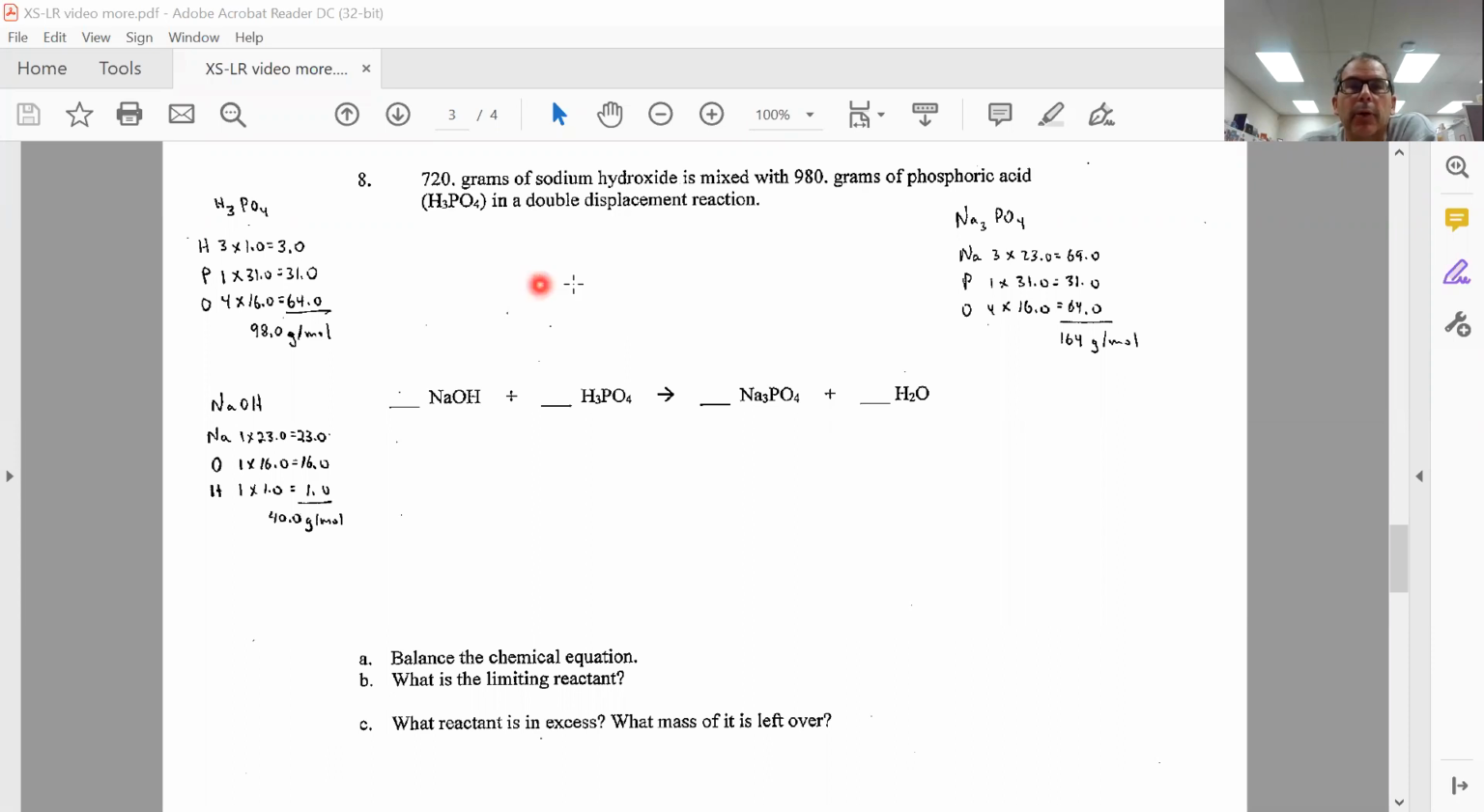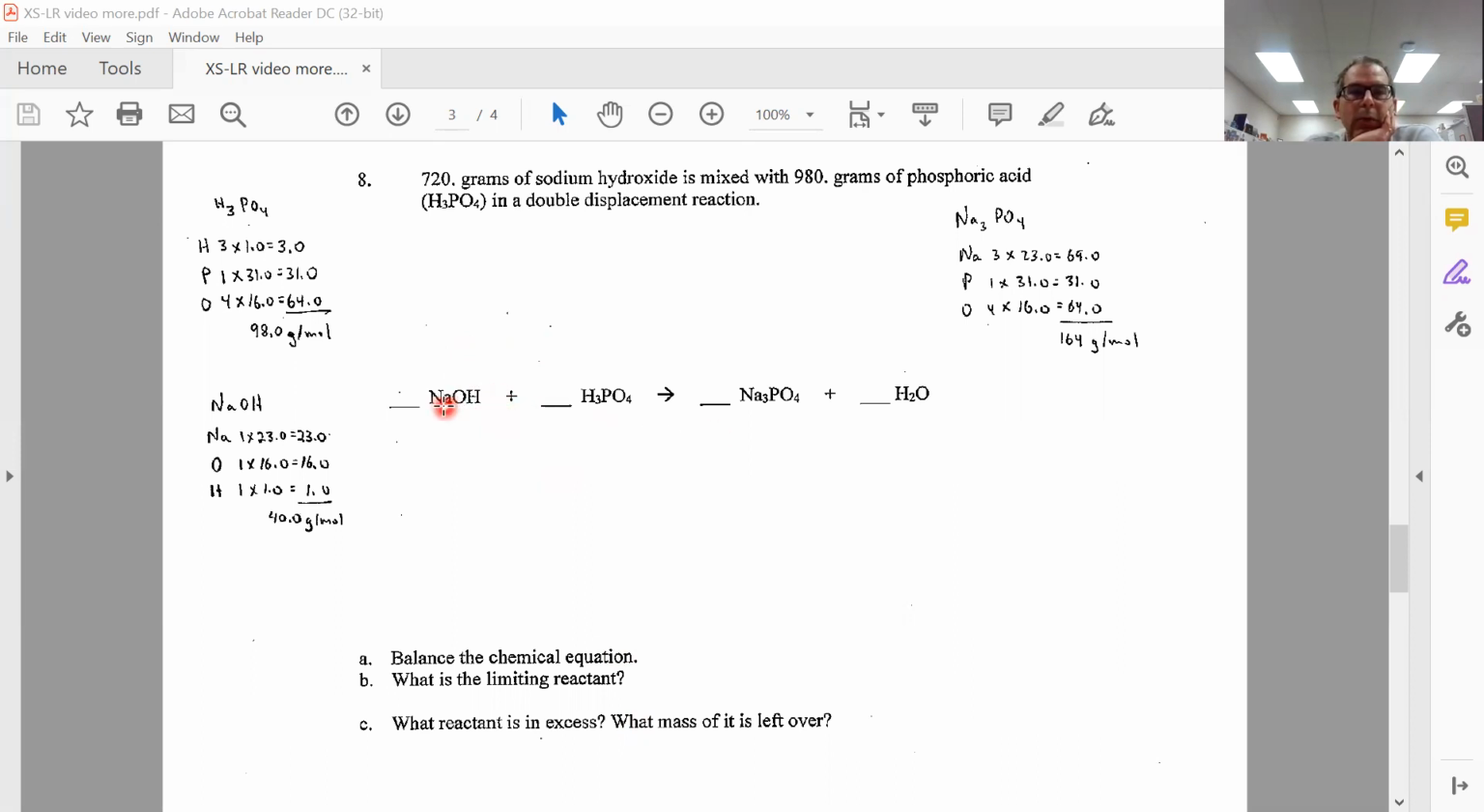Here we go. We've got 720 grams of sodium hydroxide mixed with 980 grams of phosphoric acid. This is sodium hydroxide, and this is phosphoric acid, the H3PO4. A number of questions are asked. Because I'm asked so many questions, I'm going to fill in the box and then use that to answer the different pieces. So let's balance our equation.